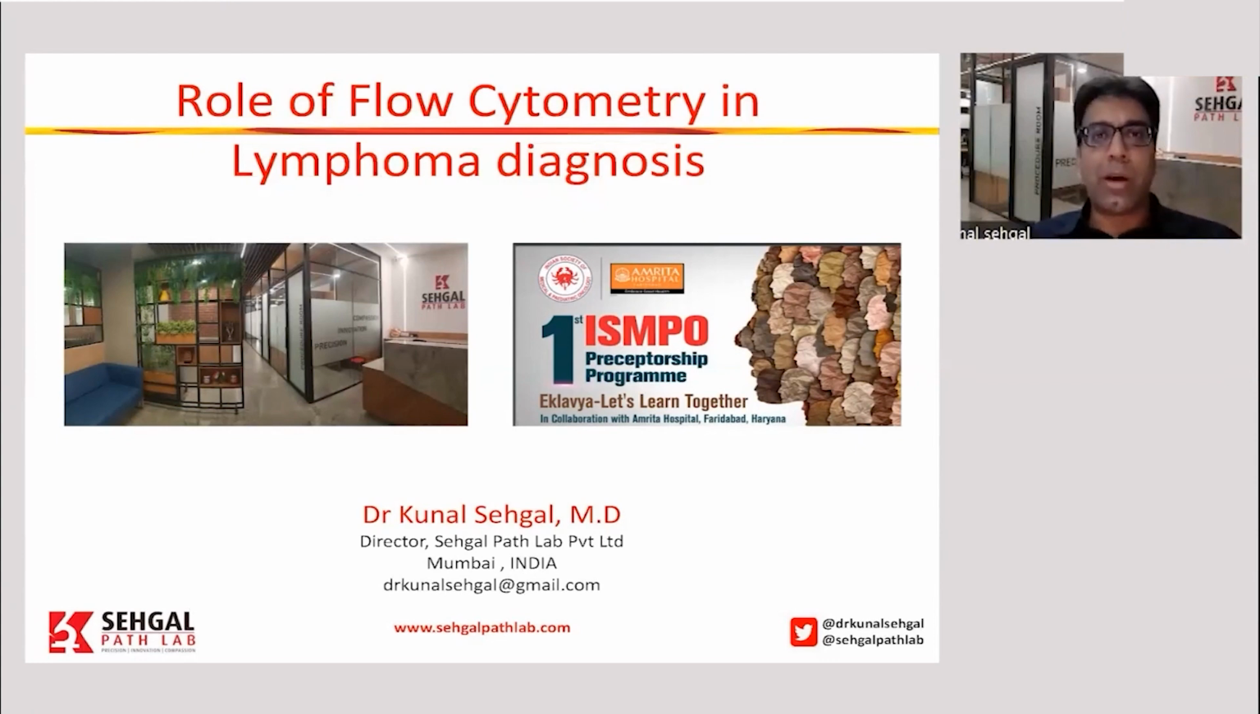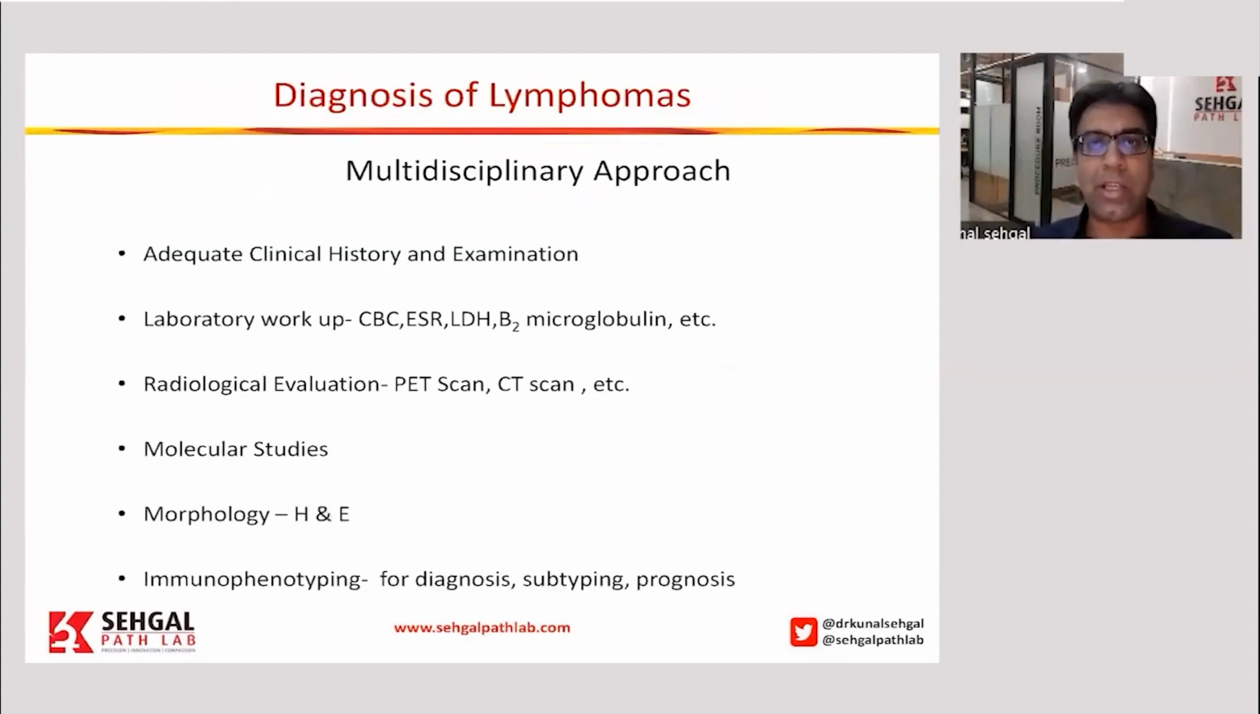The topic given to me today was to discuss with you the role of flow cytometry in lymphoma diagnosis. To start with, we need to remember that lymphoma diagnosis is a multidisciplinary approach. Starting from the history to the basic workup like CBC, ESR, to radiological evaluation, molecular studies, histopath, including lymph node or biopsy evaluations, flow cytometry immunophenotyping forms a very small but very important role in the diagnosis of lymphomas.